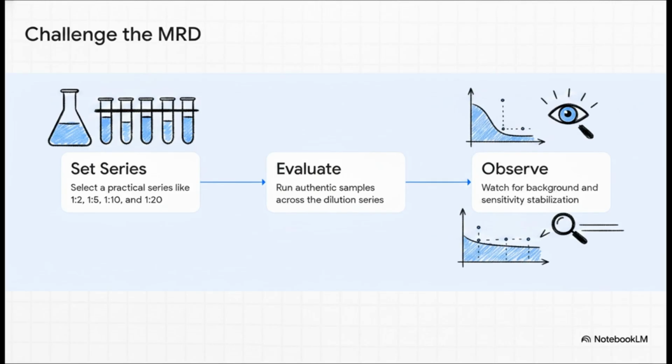Select a practical series like 1 to 2, 1 to 5, 1 to 10, and 1 to 20, and run a small set of authentic samples across it. What you are really looking for is the exact moment the background and sensitivity stabilize. You see, in many cases of matrix interference, the apparent concentration shifts because the endogenous interference actually weakens faster than the analyte signal as you dilute it. Once the interference is sufficiently diluted out, boom, the curve stabilizes.